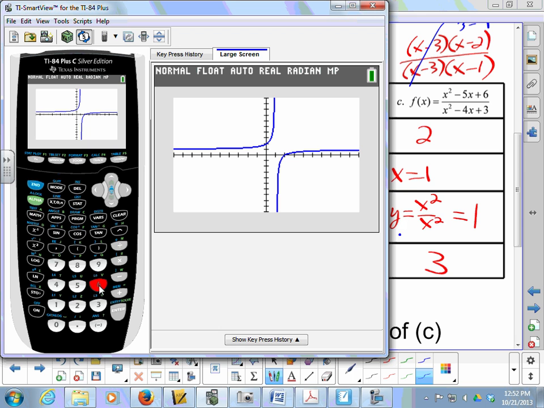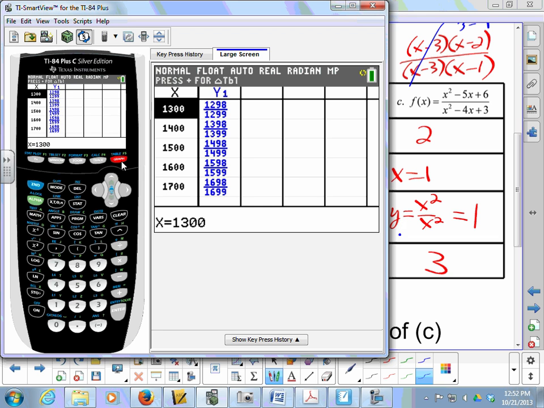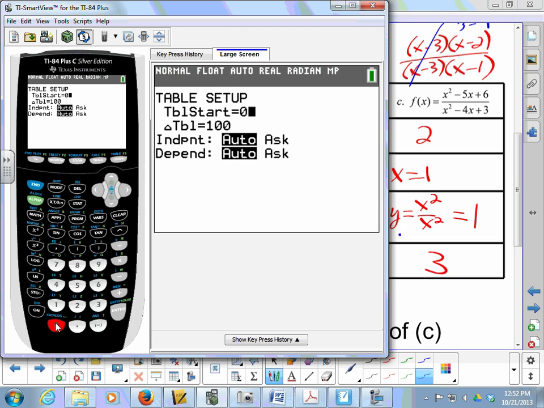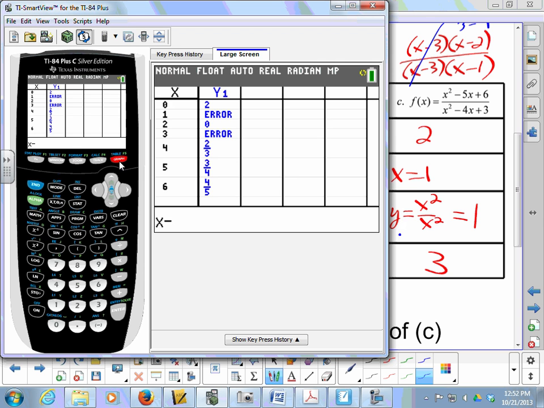So, all right, now, is there a hole there? Can you see a hole? No. But if I hit trace and type 3 and enter, I get no response. So if I zoom in around x equals 3, let's look at my table first of all. On the table, at x equals 3, I have an error.